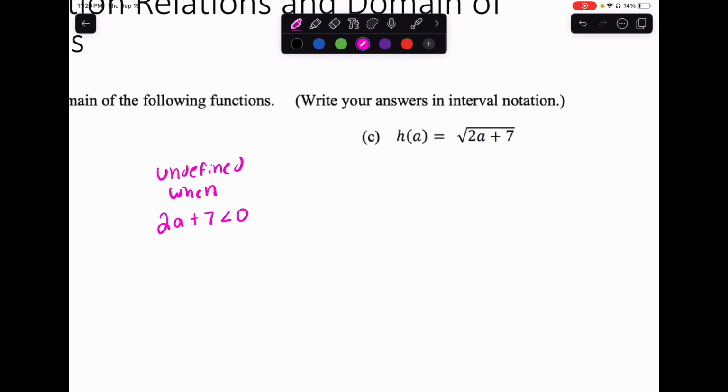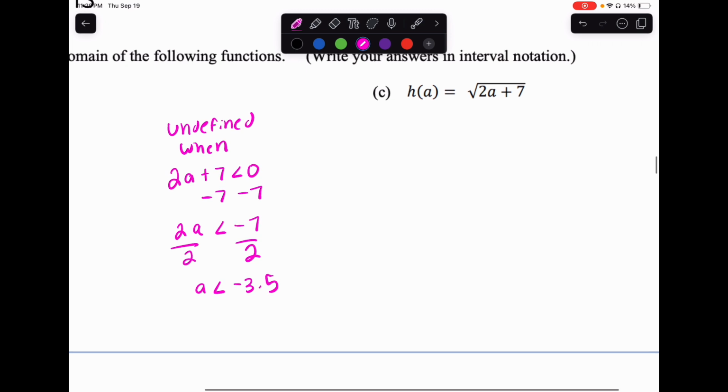So just like before, we're going to solve for a variable. So minus 7, 2a is less than negative 7. Divide by 2 on both sides. Okay, so a would be less than, as a decimal, negative 3.5. So that's when it's undefined. That's what we cannot have in our domain, right?